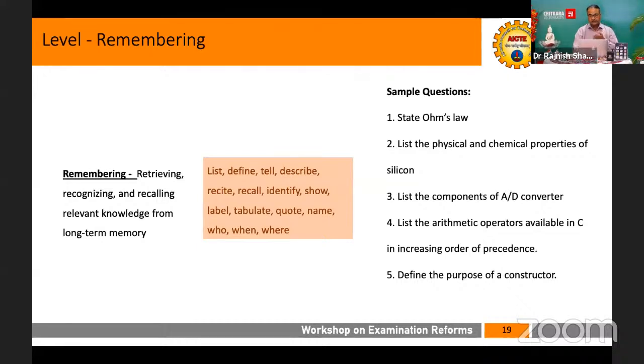Now, list the components of an A to D converter, analog to digital converter. It is list, it's remembering. List the arithmetic operators available in C language in increasing order of precedence. Again, it's list, remembering level. Define the purpose of a constructor. Again define, which typically is the remembering level of Bloom's taxonomy.